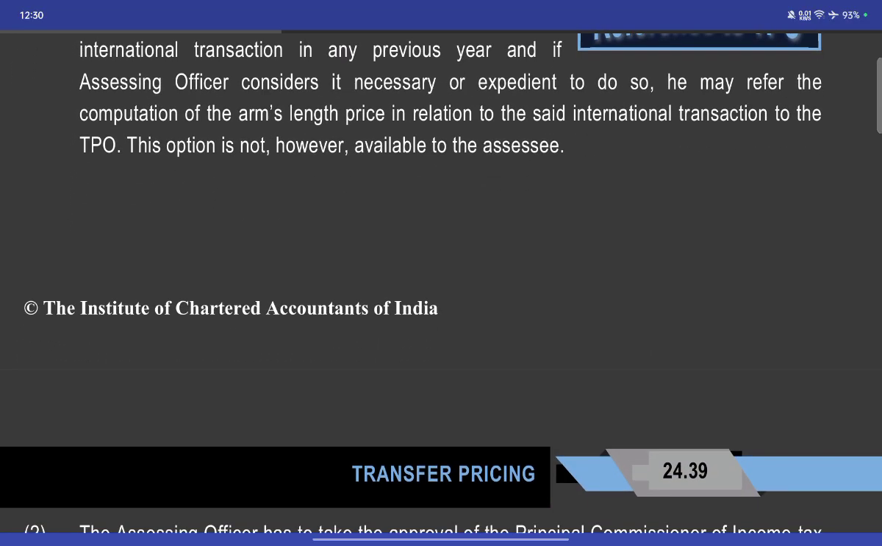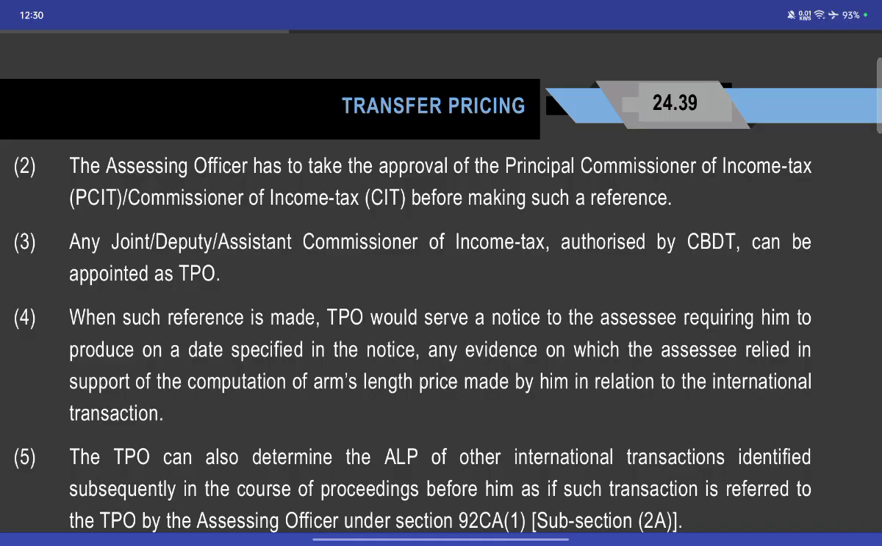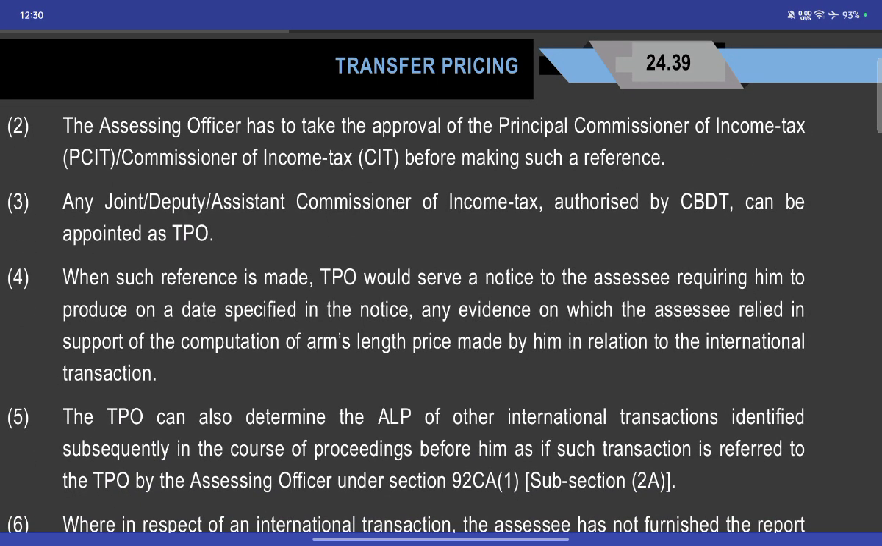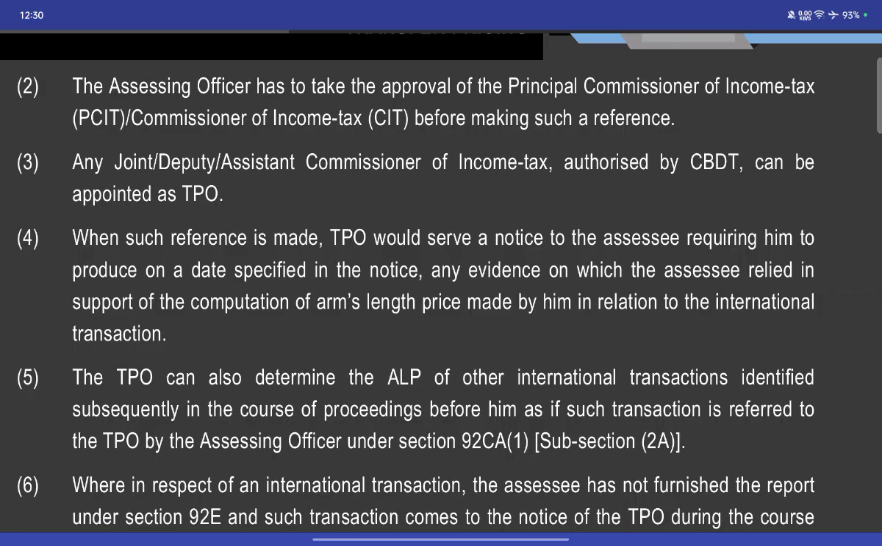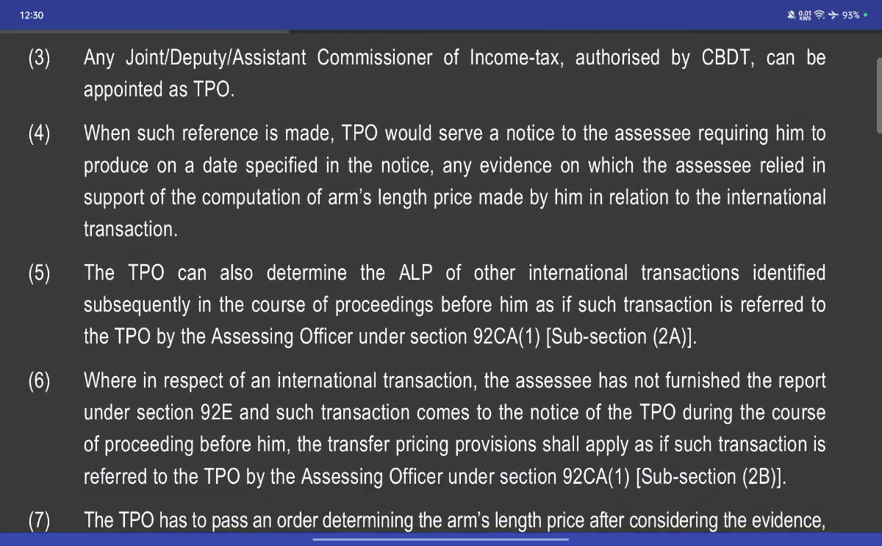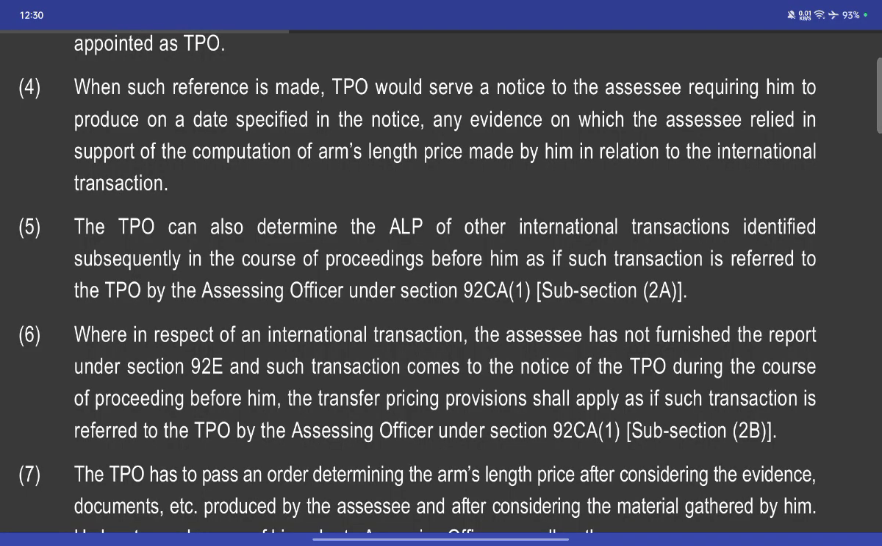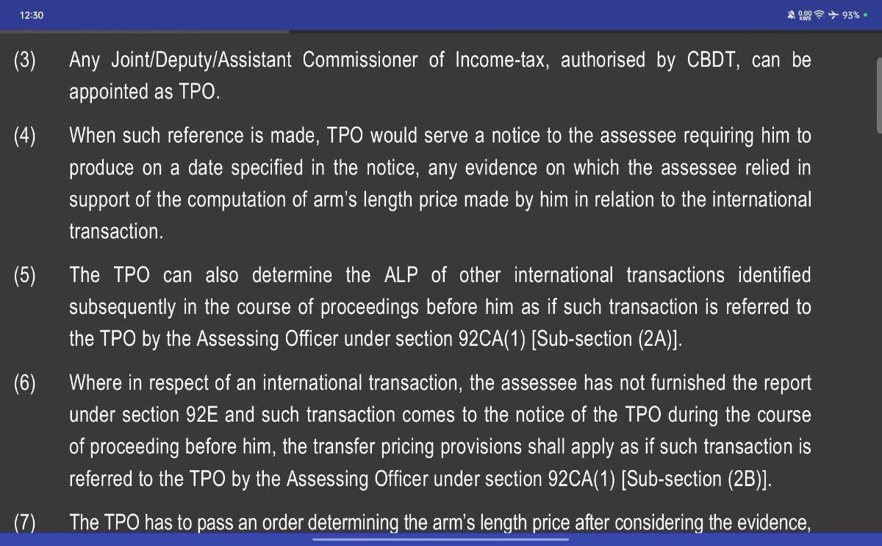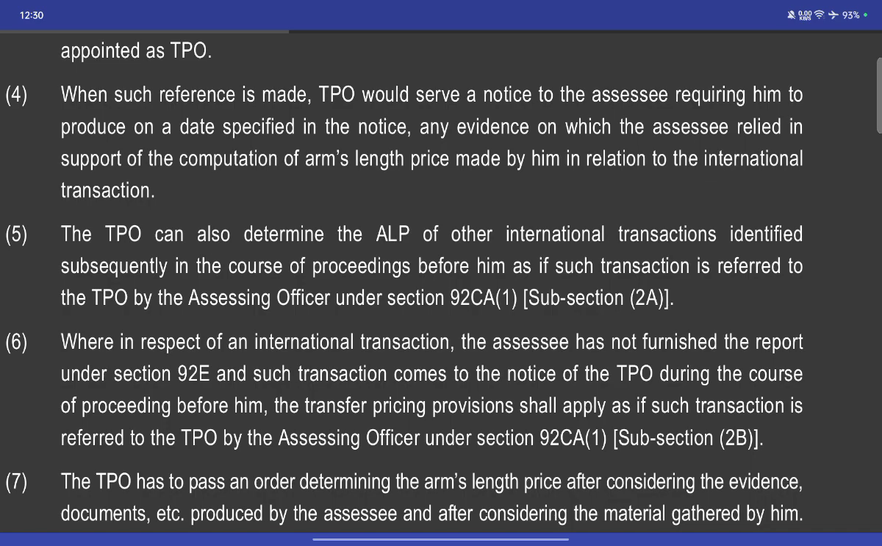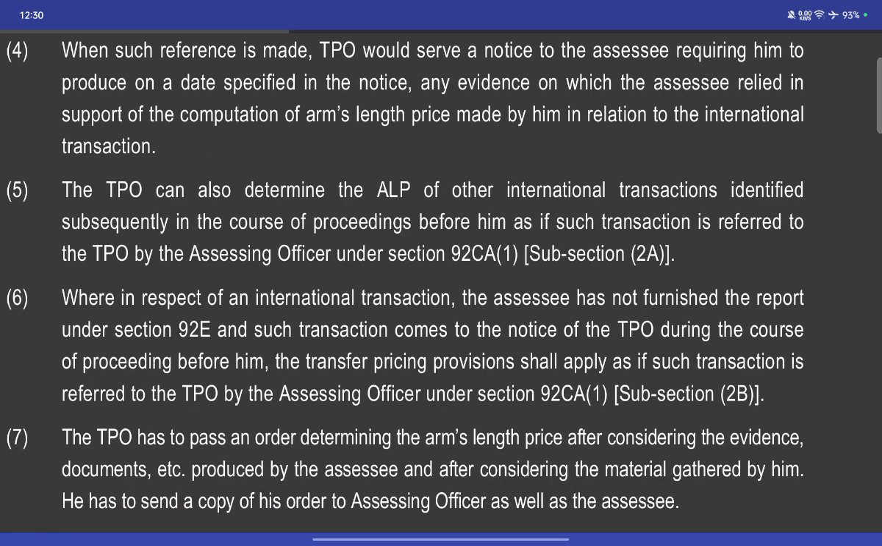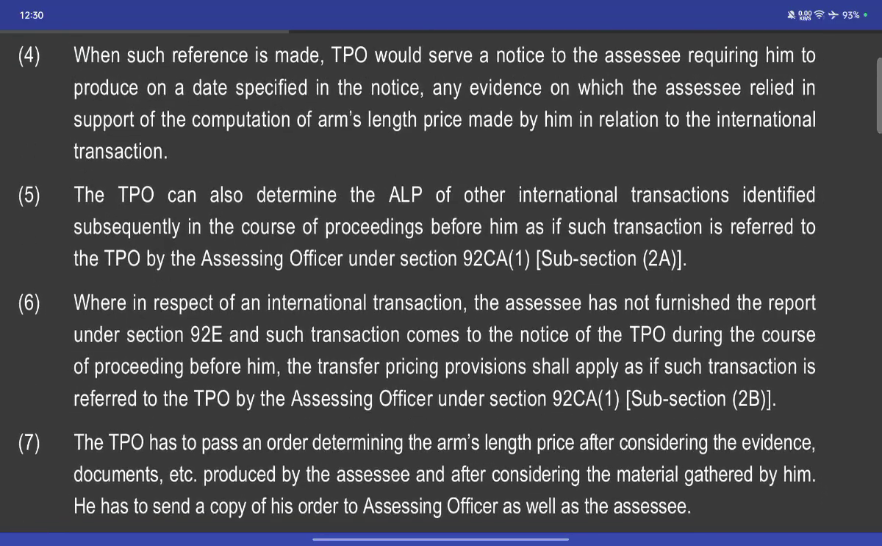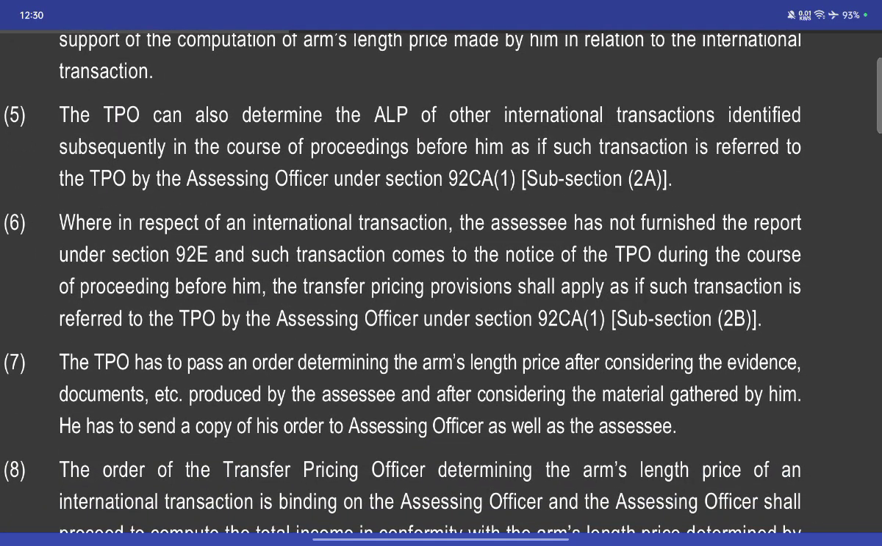This option is not, however, available to the assessing officer without taking the approval of the Principal Commissioner of Income Tax or Commissioner of Income Tax on making such a reference. Any Joint Deputy or Assistant Commissioner of Income Tax authorized by the CBDT can be appointed as TPO. When such a reference is made, the TPO can serve a notice on the assessee requiring him to produce, on a specified date, any evidence on which the assessee relies in support of the computation of the arm's length price made by him in relation to the international transaction. The TPO can also determine the arm's length price for the international transaction.